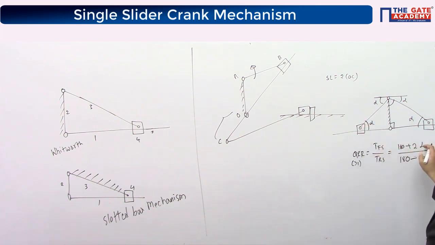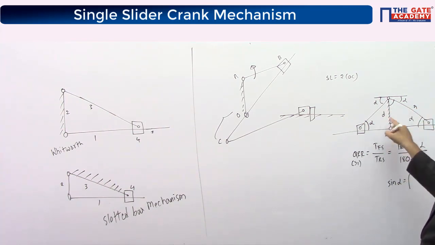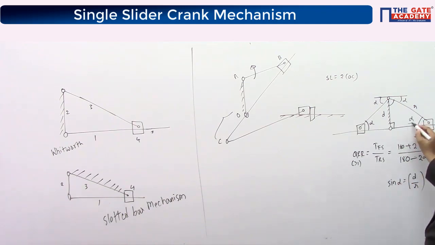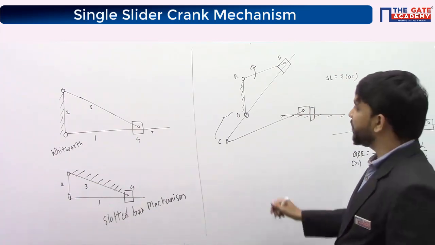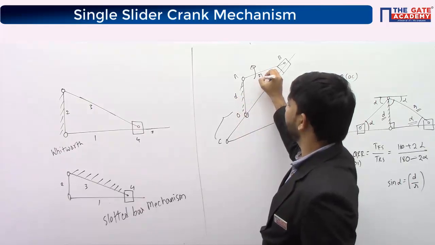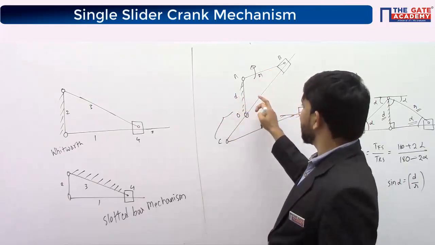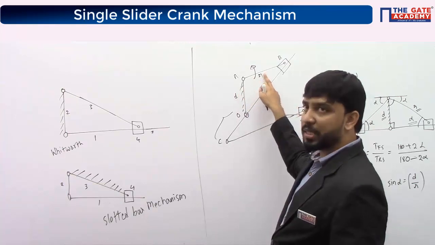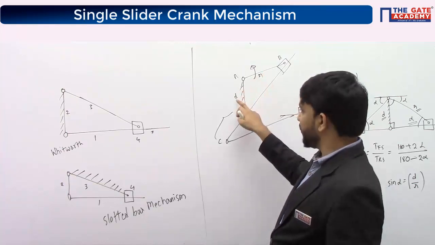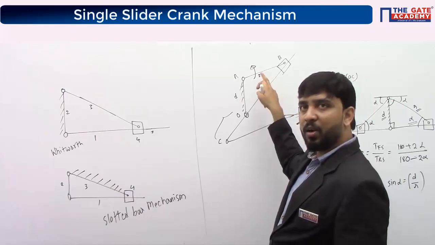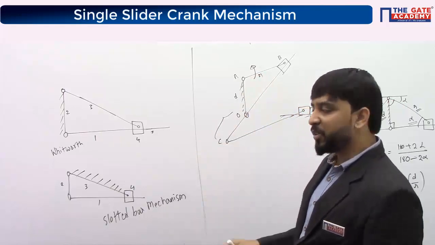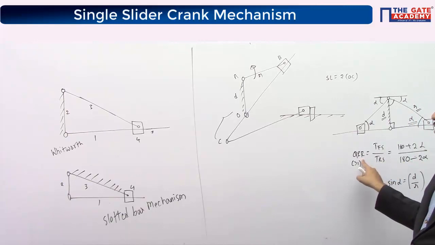If you look at this alpha value, sin alpha is the opposite side, which is the radius of crank, divided by the hypotenuse. So alpha value depends upon the length of fixed link and the length of crank. If you change the length of fixed link or if you change R, only then alpha gets affected. If alpha gets affected, then only quick return ratio gets affected.